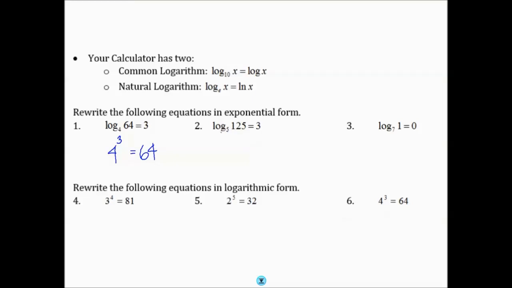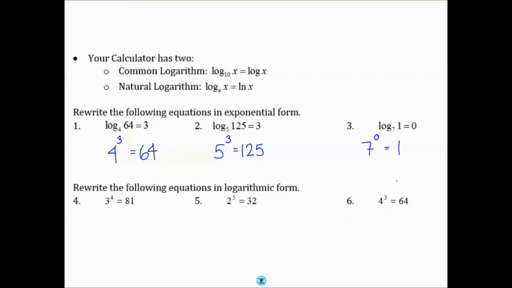For the second one, we have log base 5 of 125 equals 3. So our base will still be 5. Remember that the logarithm equals the exponent. So we have 5 to the third power equals 125. And for the third one, log base 7 of 1 equals 0. The base will stay the same. The logarithm always equals the exponent. So we have 7 to the 0 power equals 1.